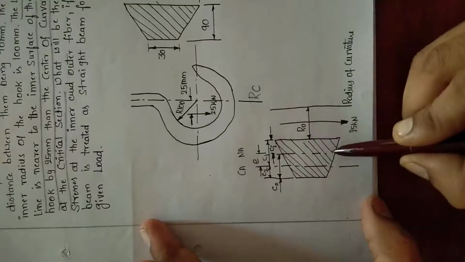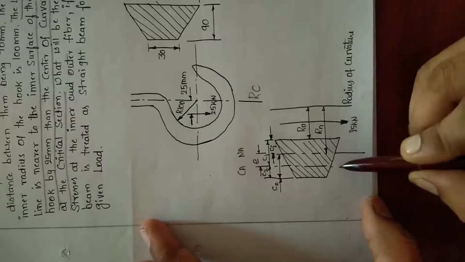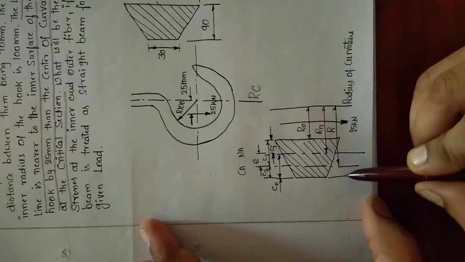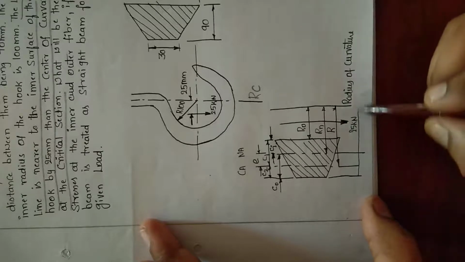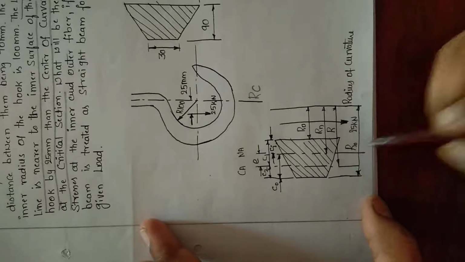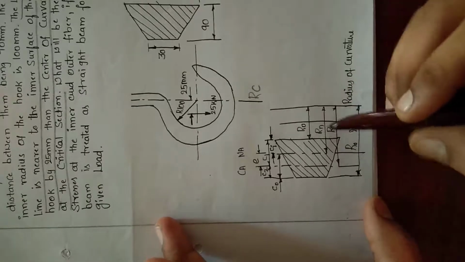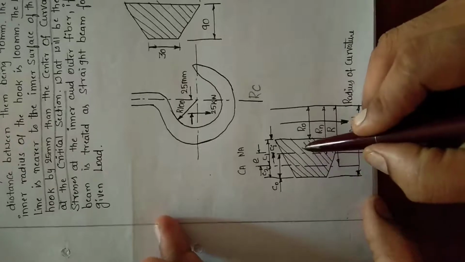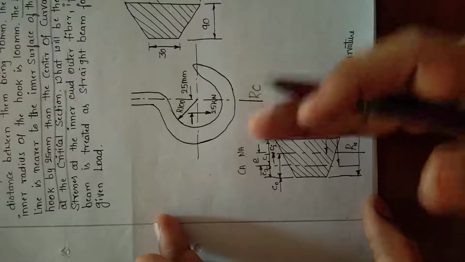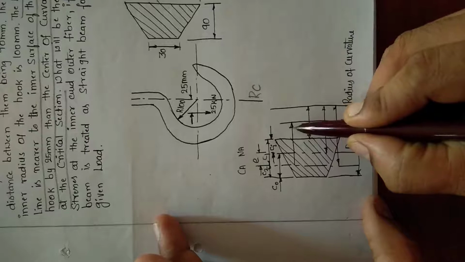The distance from the radius of curvature to the inner fiber I can call Ri. From the radius of curvature to the neutral axis is Rn. From the radius of curvature to the centroidal axis is capital R. From the radius of curvature to the outer fiber is Ro. And x is the distance from the applied load to the centroidal axis.